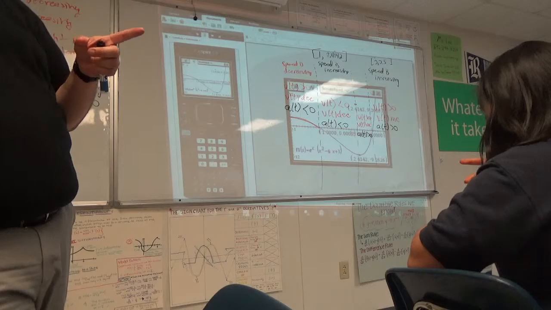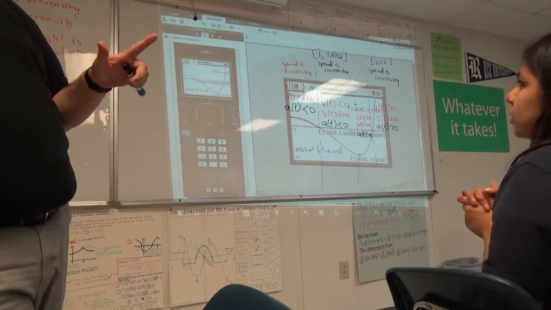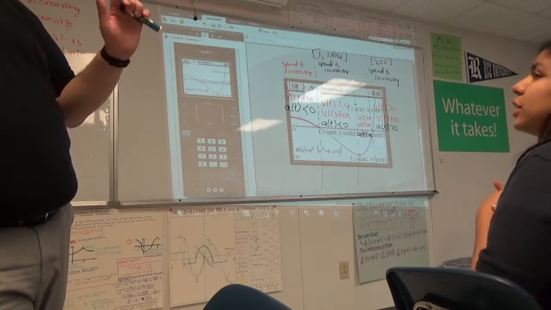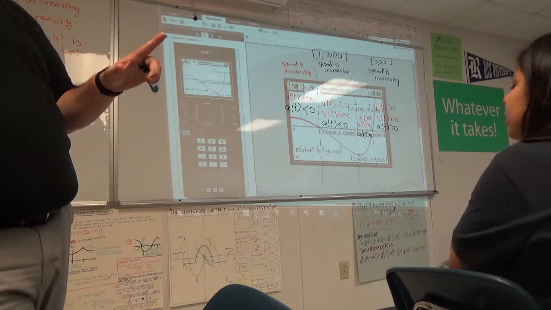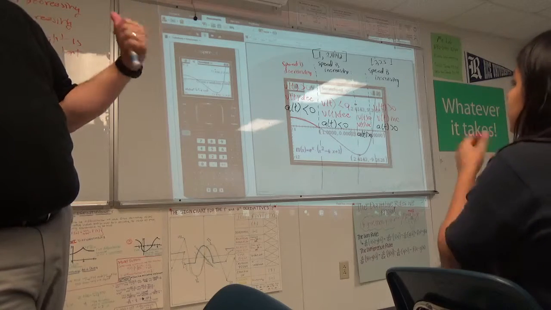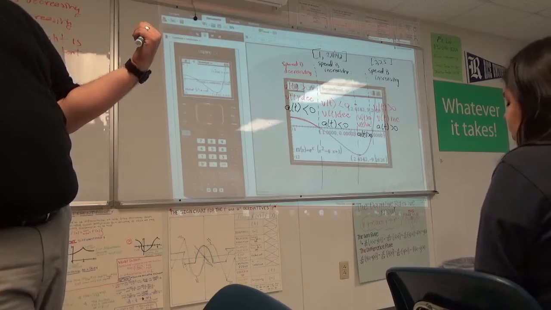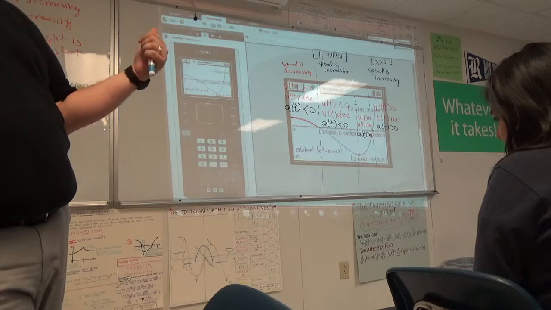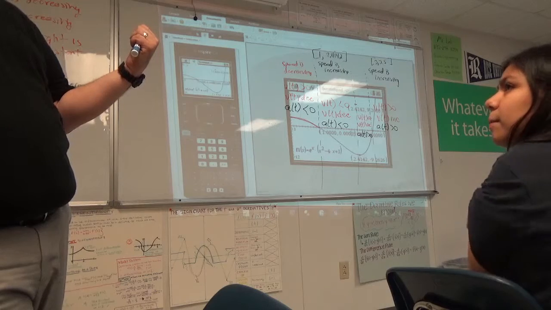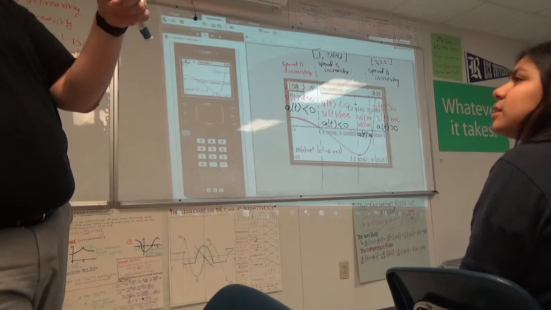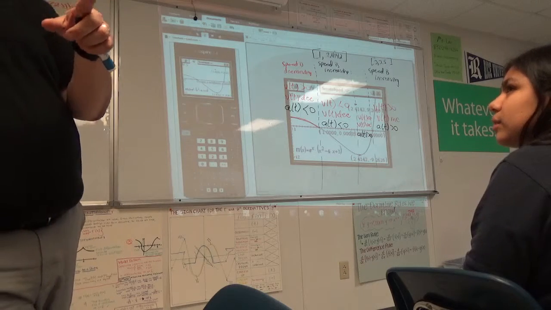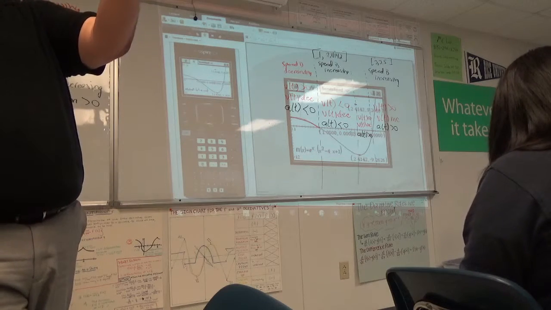Velocity is negative, acceleration is positive. Velocity, what did I say? Velocity is negative, acceleration is positive. Speed is decreasing. The easy way to remember this? Anybody see it? Negative is positive. Oh, you're thinking of correlations.